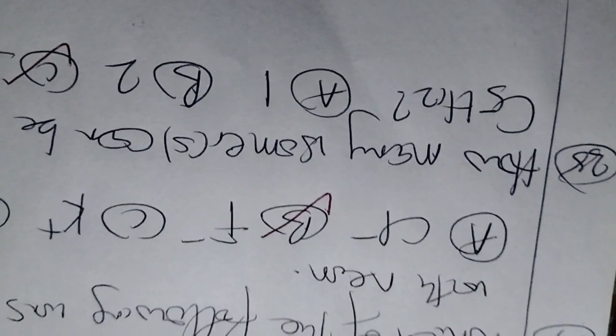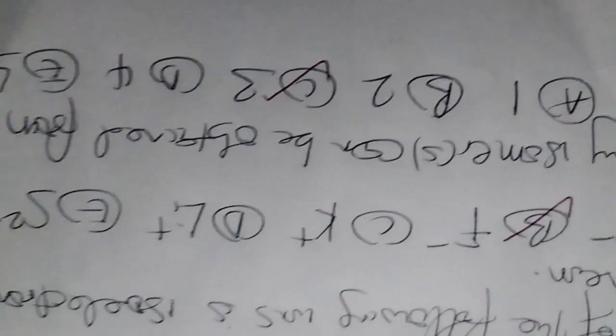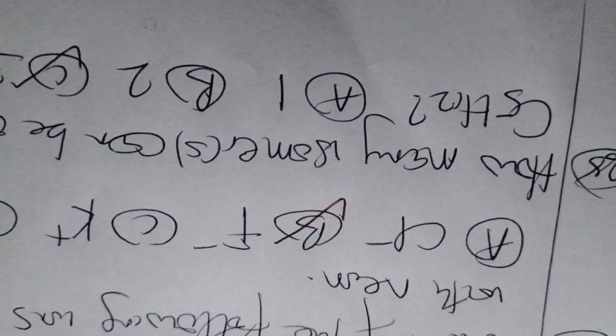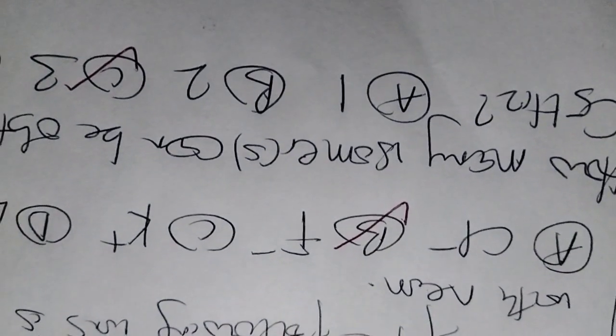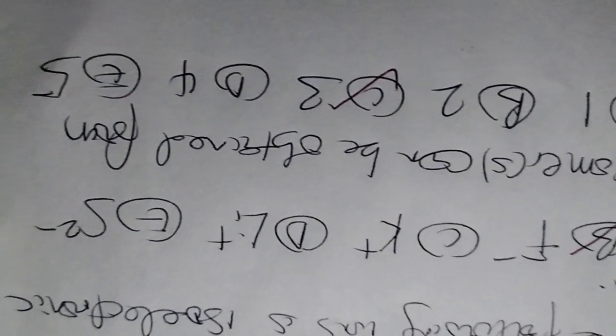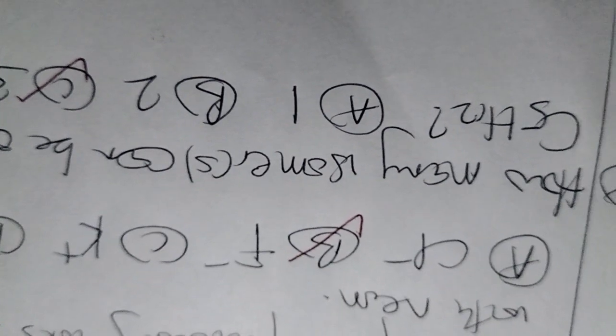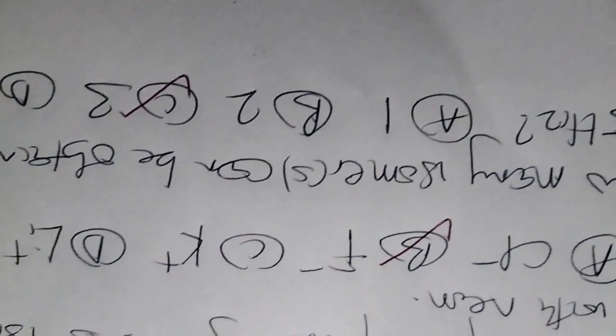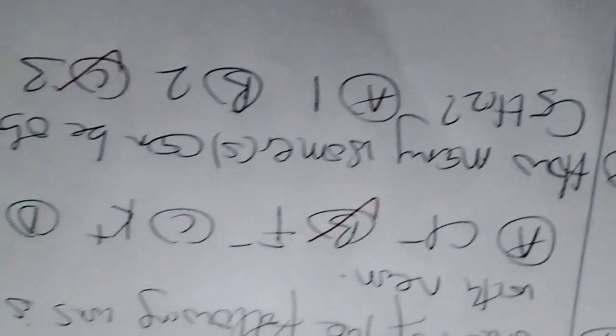38. How many isomers can be obtained from C5H12? That compound is pentane. Option A is 1, B is 2, C is 3, D is 4, and E is 5. Pentane has 3 structural isomers. So number 38, the answer is option C.